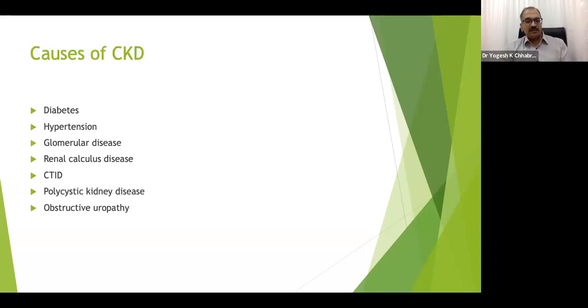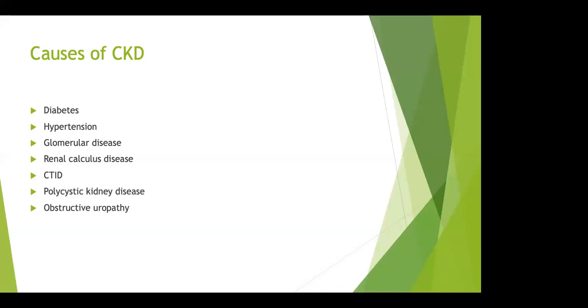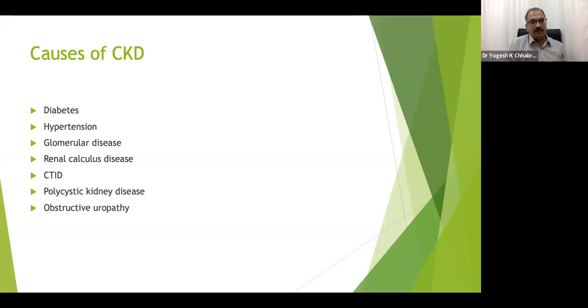Coming on to the causes of CKD, as we all know, diabetes remains the topmost cause of chronic kidney disease, and hypertension is coming neck to neck after that, followed by glomerular disease, renal calculus disease, chronic tubulointerstitial disease, polycystic kidney disease, and obstructive uropathy. These are the causes of chronic kidney disease over the time period.